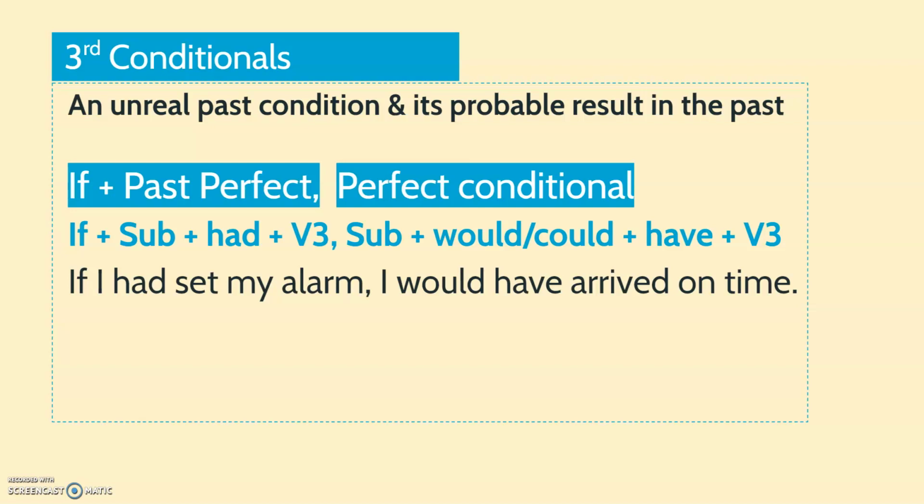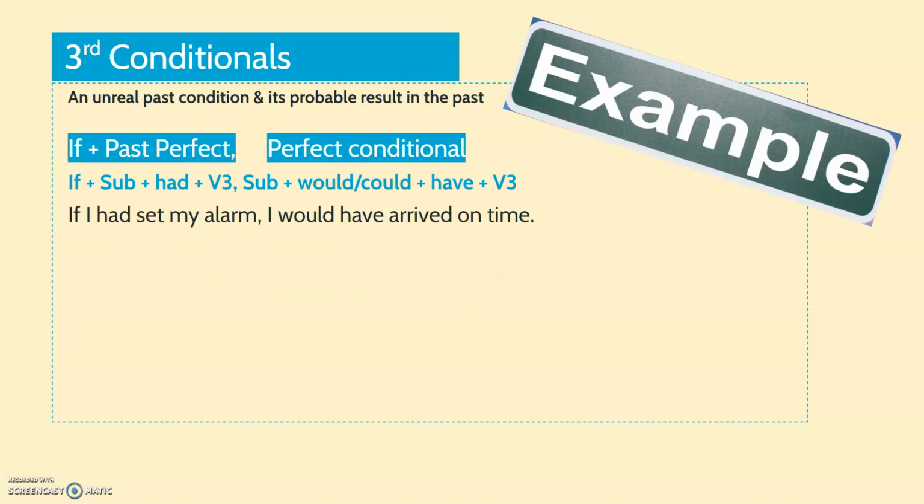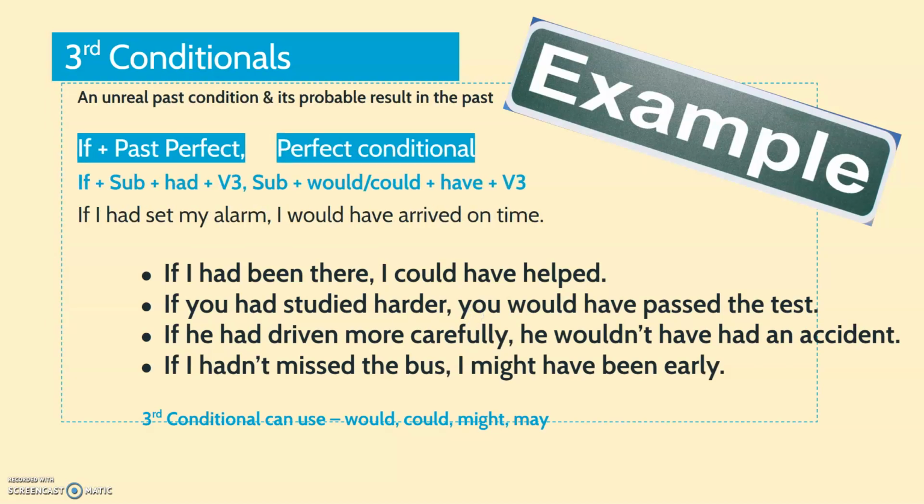Example: if I had set my alarm, I would have arrived on time. We use if with the past perfect tense, comma, and then a perfect conditional. So, if I had set my alarm, I would have arrived on time. So we're looking at the past, changing the past, and then thinking what would have been different if I had changed the past. A bit like if you had a time machine and you could go back and change what happened in the past.